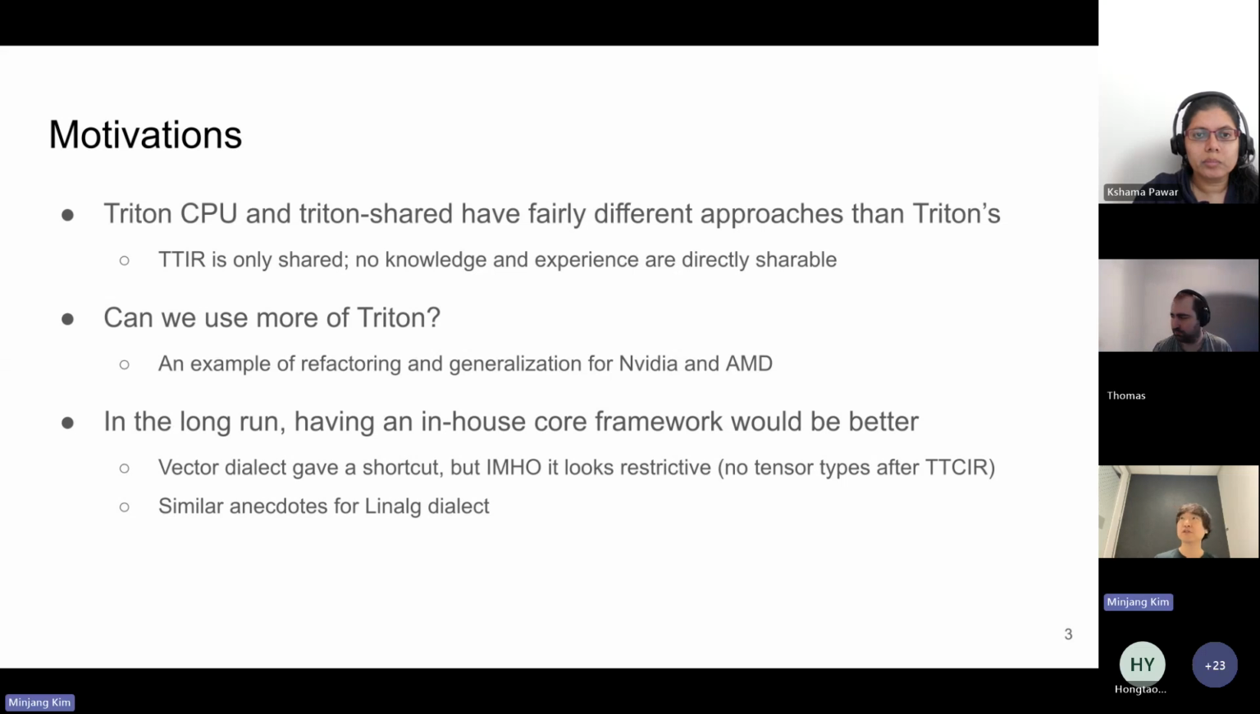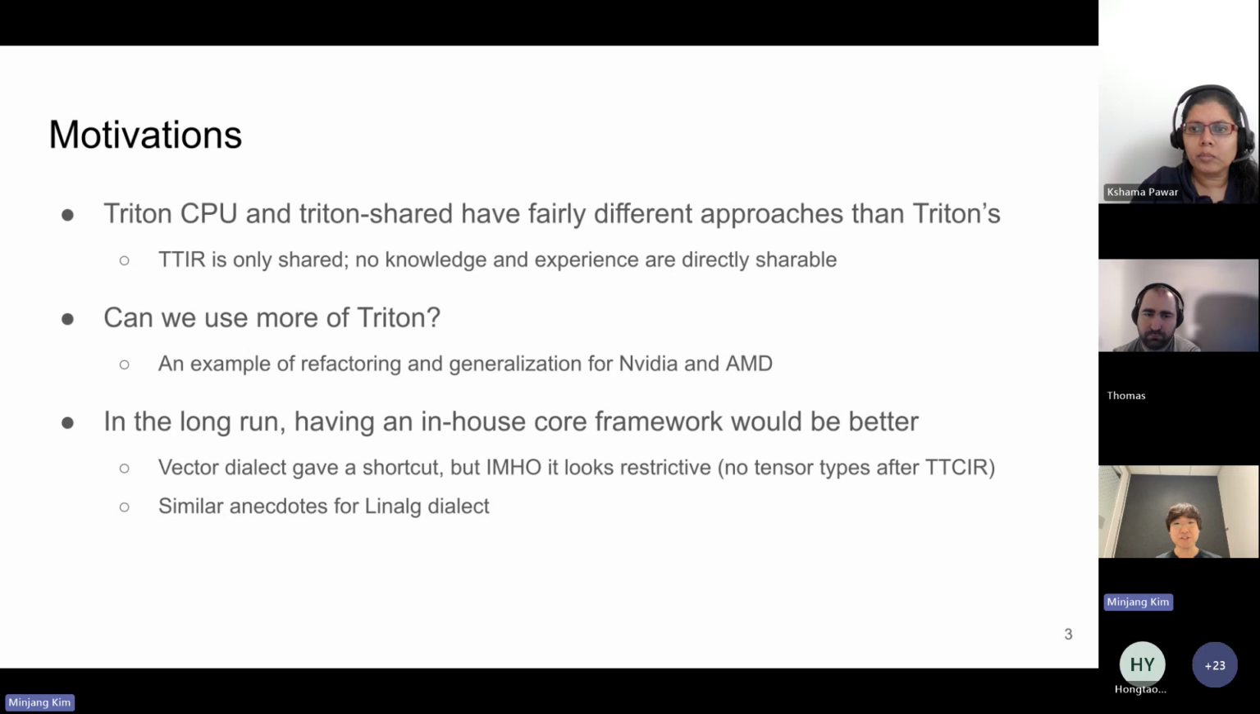This was also motivated by Triton's refactoring for NVIDIA and AMD, right? There used to be only NVIDIA, but then AMD came in, and they did some pretty decent refactoring and generalization to capture the two different GPUs. But what about the other non-GPUs? Can you do it? That was also one of my motivations.